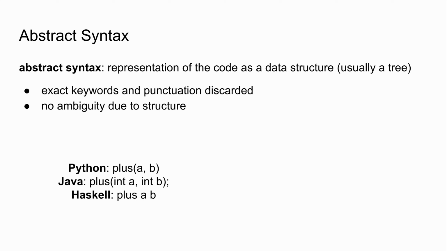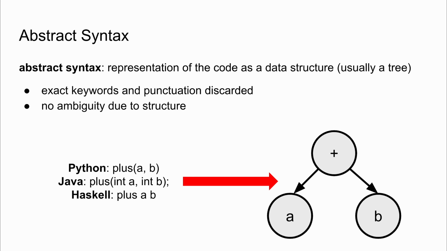Here, I have some concrete syntax for adding two integers a and b in Python, Java, and Haskell. Let's turn that into an abstract syntax tree. You'll notice that while these three lines of code have completely different concrete syntaxes, they have the same abstract syntax tree.